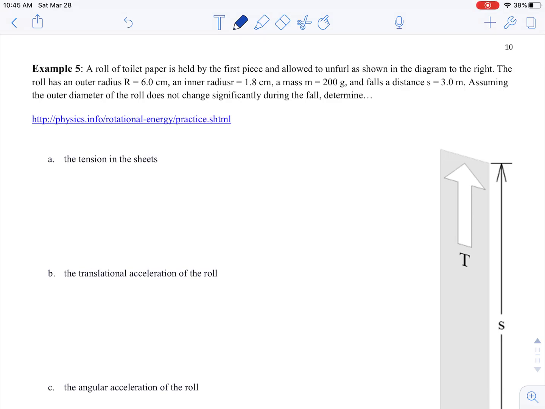We're going to finish up our Unit 8 notes today with Example 5. A roll of toilet paper is held by the first piece and allowed to unfurl as shown in the diagram to the right. The roll has an outer radius of 6 centimeters, an inner radius of 1.8 centimeters, a mass of 200 grams, and it falls a distance of 3 meters. Assuming the outer diameter of the roll does not change significantly during the fall.